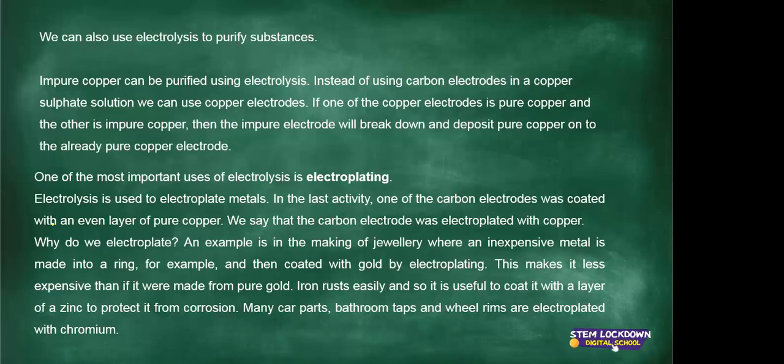Now the iron rusts easily, and so it is useful to coat it with a layer of zinc to protect it from corrosion. So, like when people make gates and if it's made out of iron, because iron is strong, what they do is they take a coating of zinc and they paint it over or they spray it over, and this protects your gate from rusting. So corrosion is basically rusting.